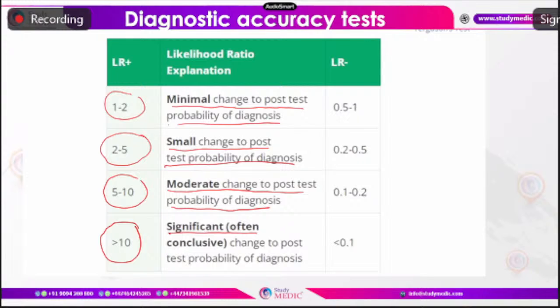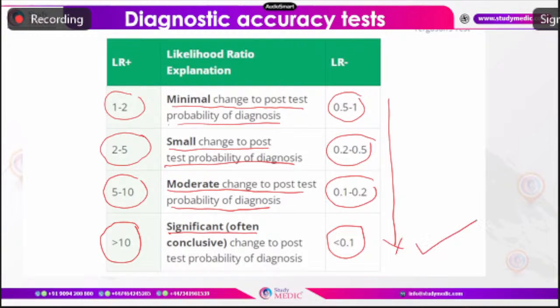Similarly, if the negative likelihood ratio is between 0.5 to 1, it is less useful. Between 0.2 to 0.5, small change. Between 0.1 to 0.2, moderate change. And when it is less than 0.1, so when the negative likelihood ratio is lower and lower, it becomes more and more diagnostically accurate tests, more and more useful tests, because it changes post-test probability significantly. Whereas positive likelihood ratio, as it becomes more and more, then the diagnostic accuracy of the test becomes more and more, and becomes a more important test to change the post-test probability.